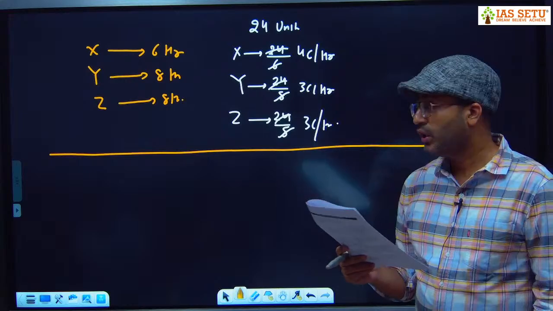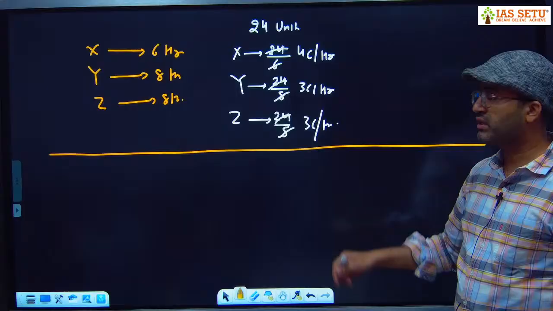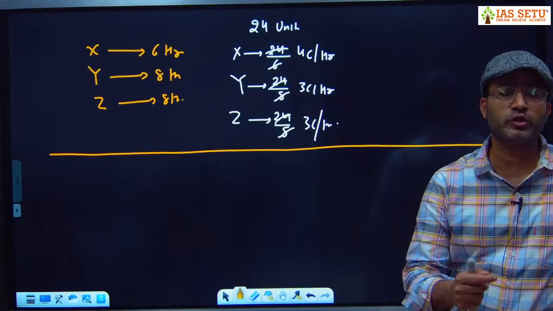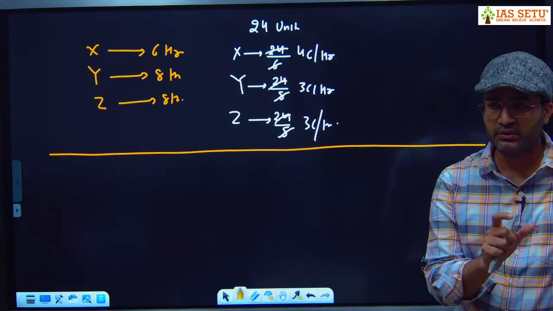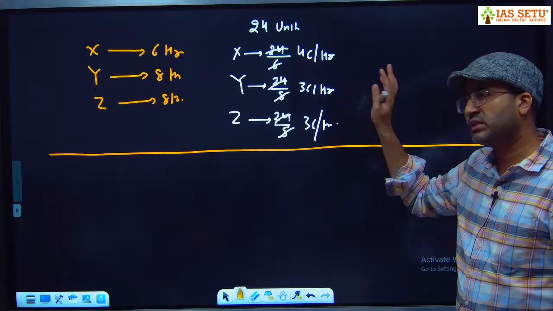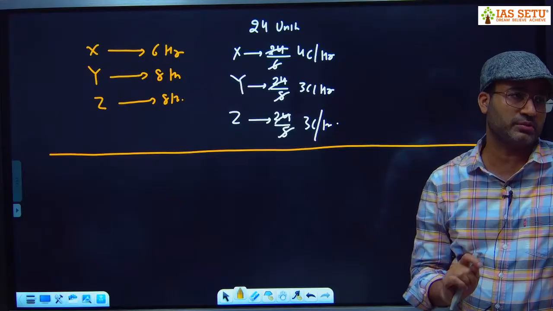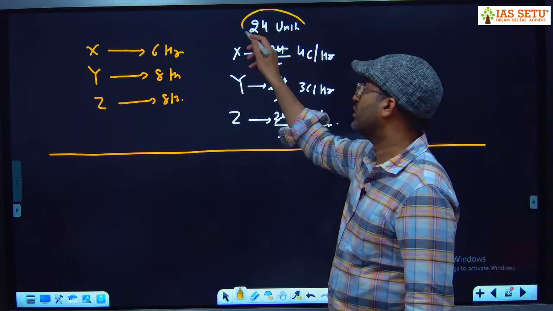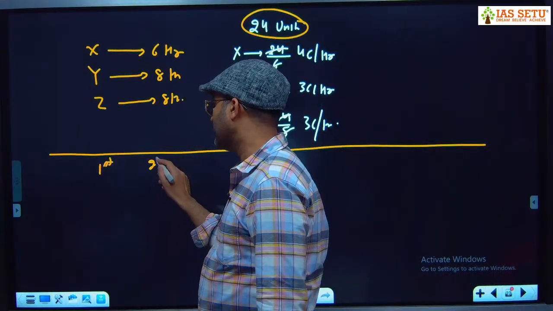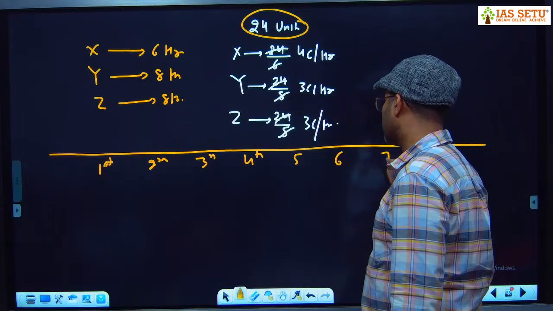Okay. So here X can make 4 chairs, Y can make 3 chairs, Z can make 3 chairs. Whom do you want to use for the maximum time? X. If you want the work completed quickly, X is the best person you have available, because he can make 4 chairs in 1 hour. And what is your work? 24 chairs. So first hour, second hour, third hour, 4, 5, 6, 7 and so on.